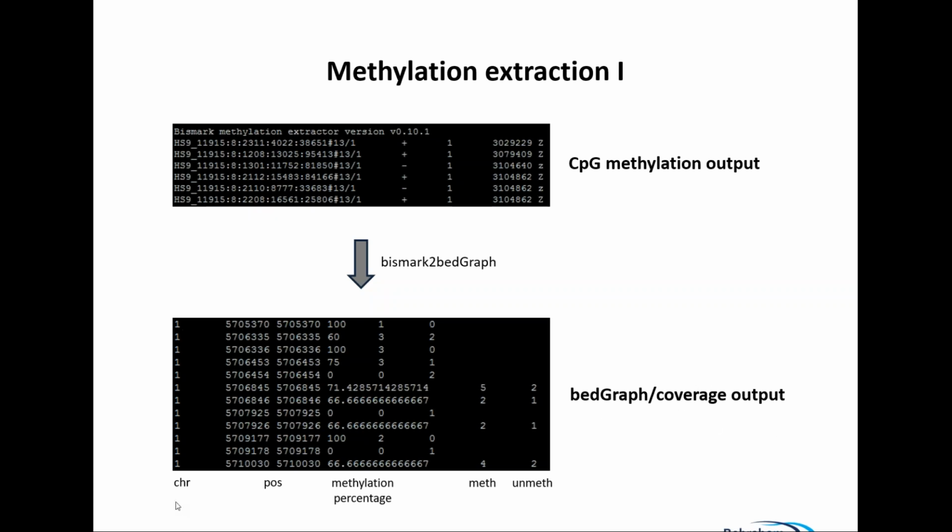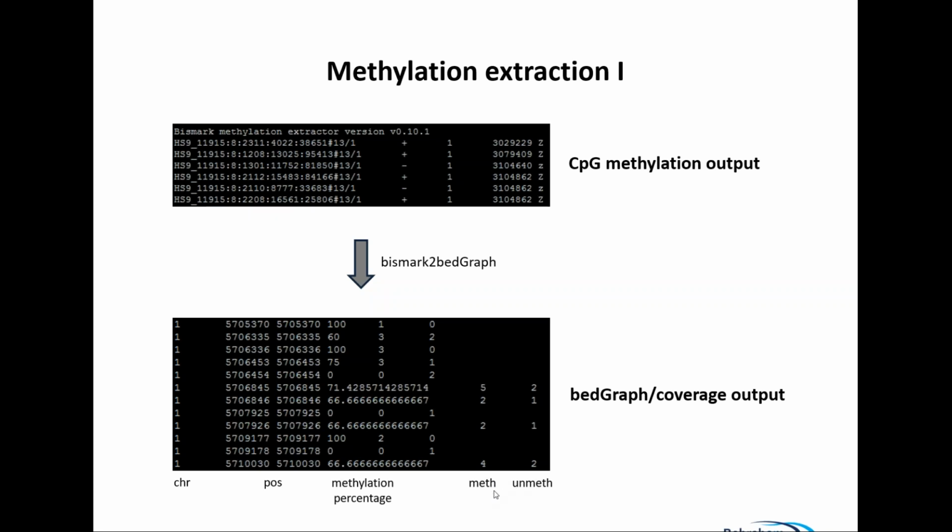output, which now encodes the chromosome, the start and end position, and this is at the same position because the format is just, again, single base resolution, but is a format requirement. Then column 4 will be the percentage of methylation, so 100%, 60%, and so on. And then in columns 5 and 6, we would have the number of counts that are methylated and unmethylated.